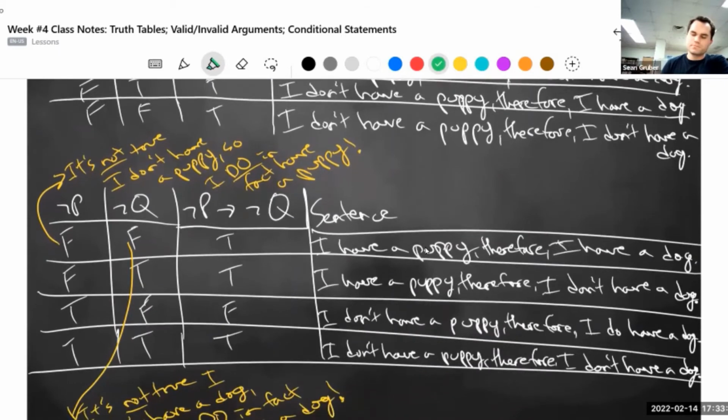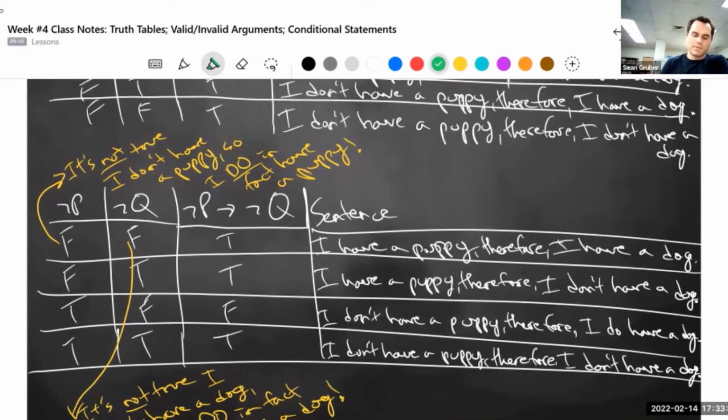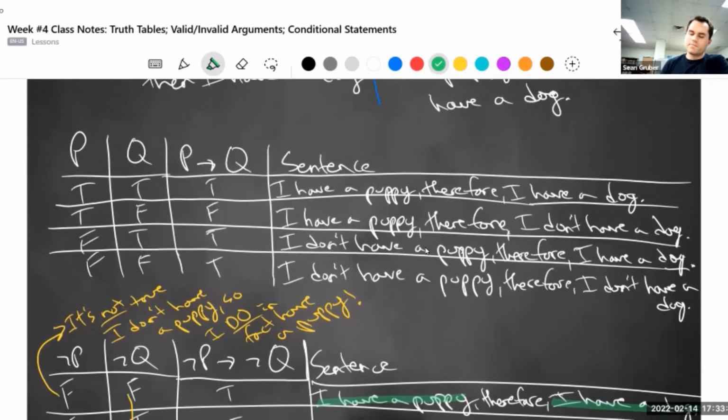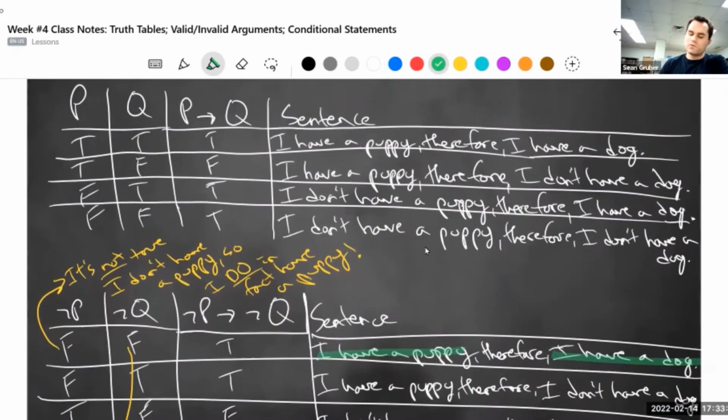Okay. All right. So in this cell we have, it's false. It's not true, right? It's not true that I don't have a puppy. So in fact, I do have a puppy, right? That's what I wrote there. It is not true that I don't have a dog. Therefore, I do have a dog. Okay. So now let's go back up here and see if our promise held.